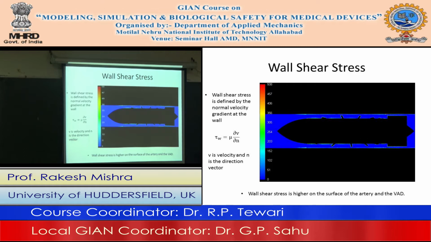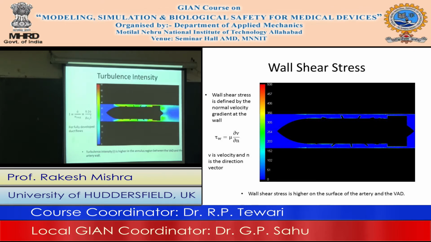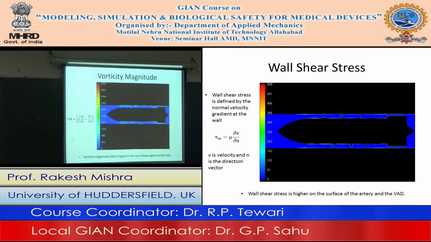Things like thrombosis can happen, and blood clots can form here, and that can really damage the entire system, including the patient's health, and that we can see from here. We can see turbulence intensity. It's not very significant in this particular case, but still you can get the turbulence intensity term.